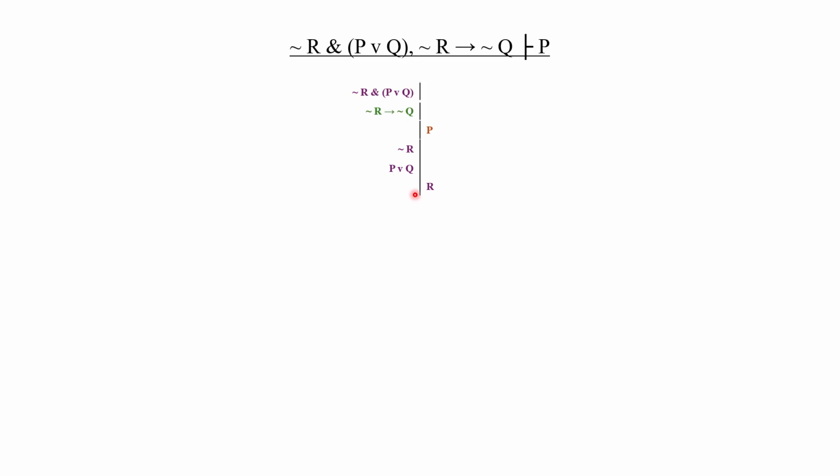Then we need to flip our R across to get rid of that tilde. And then we need to branch out for our P wedge Q. So P wedge Q is true where either side is true. And then that premise is done.